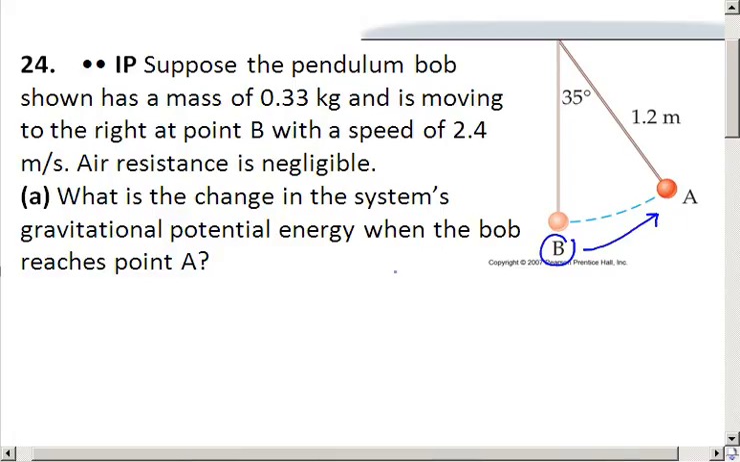Now, we're looking for the change in gravitational potential energy. So what does change mean symbolically? Delta. And what is the symbol we use for gravitational potential energy? U sub G. Okay. So what is the equation for the change in gravitational potential energy? Mgy minus Mgy naught.